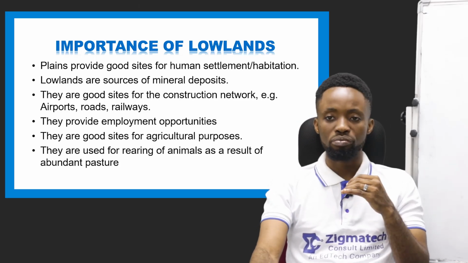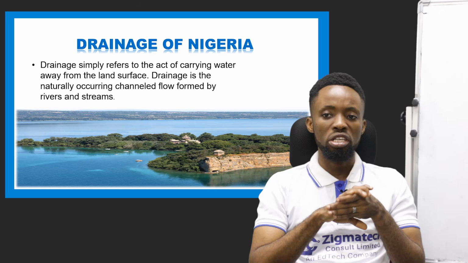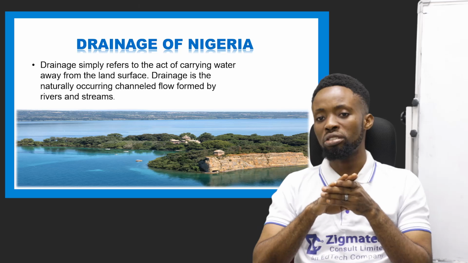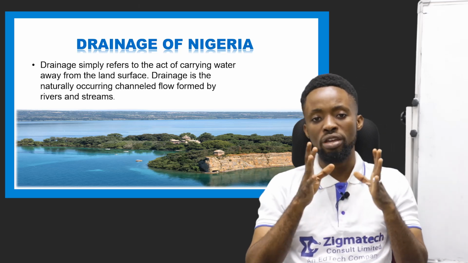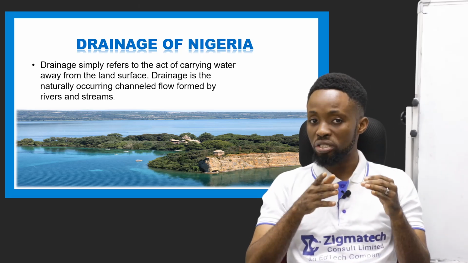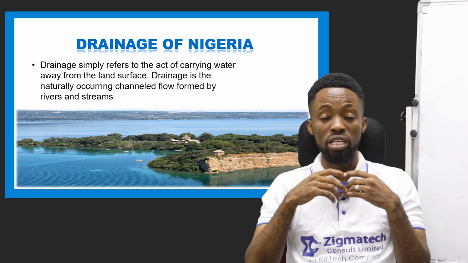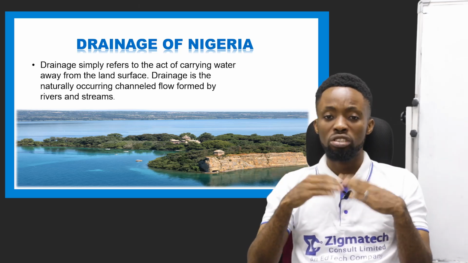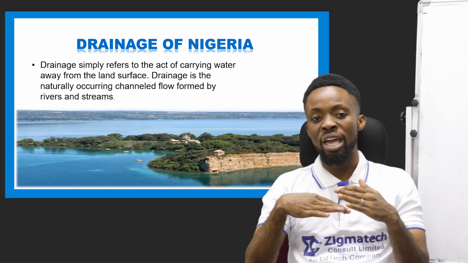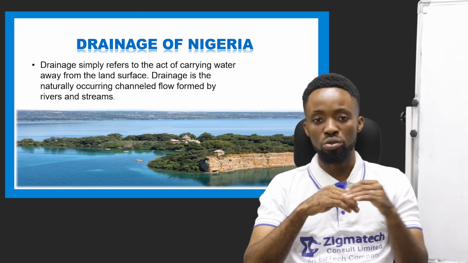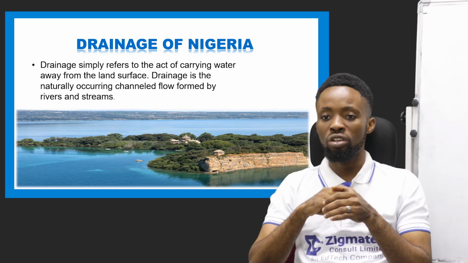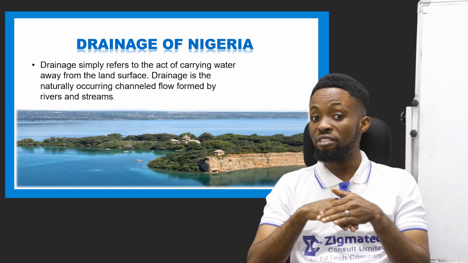Now, let's talk about the drainage of Nigeria. When we talk about drainage, we are talking about the act of carrying water away from the land surface. So it entails all the channels or processes that water passes through in order to exit the surface of the land back to the water body. So drainage is simply the naturally occurring channel flow that is formed by rivers and streams.